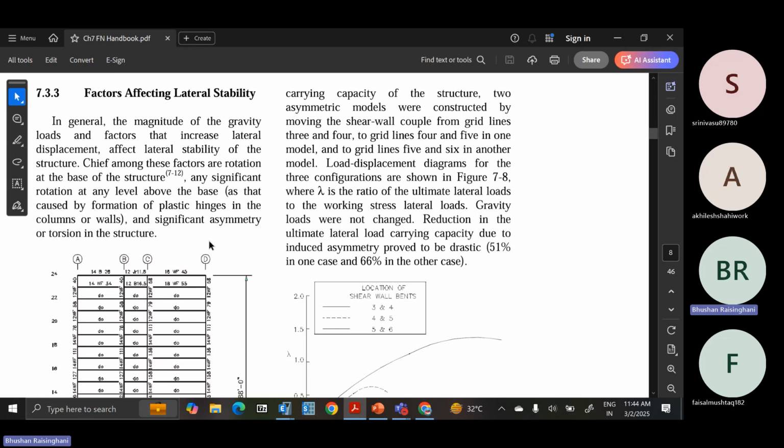That's why the torsion mode has been kept at the third mode, so that it has more capacity to resist the earthquake in X and Y direction. And after that, it should be more sensitive to the torsion. Otherwise, it will have less stability and less resistance to the earthquake forces.